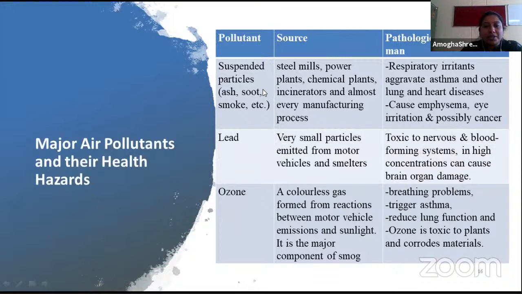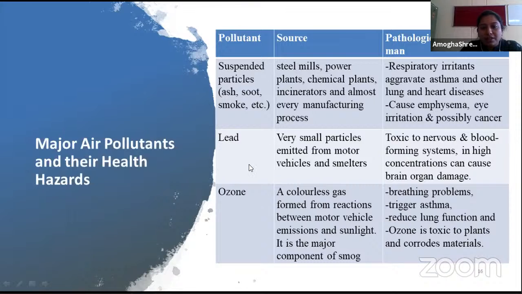Next is suspended particles. This includes ash, soot, smoke. Here it is like solid and liquid compounds. It is mainly formed by combustion in the major industries like steel mills, power plants, chemical plants, incineration, etc. It irritates the respiratory system, aggravates asthma, and causes other lung and heart diseases. It causes emphysema, eye irritation, and possibly cancer.